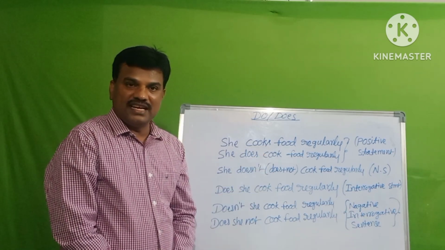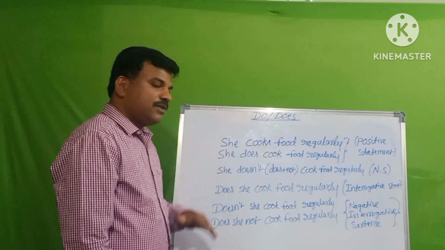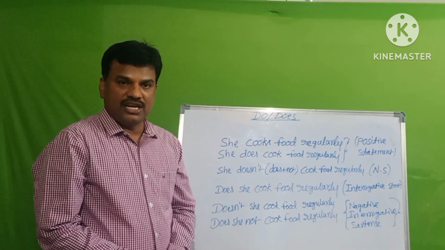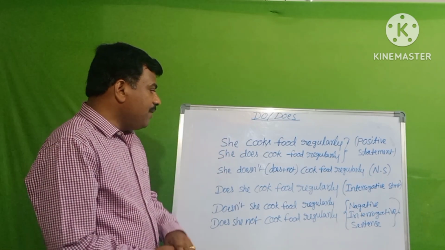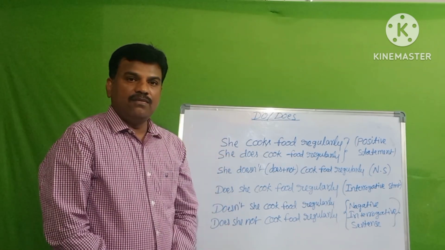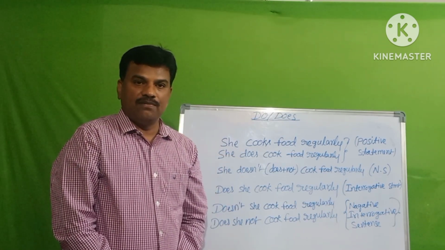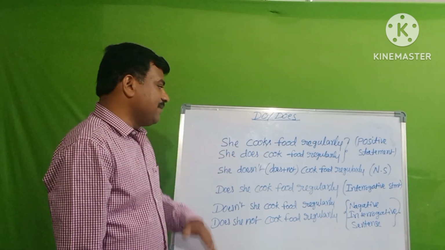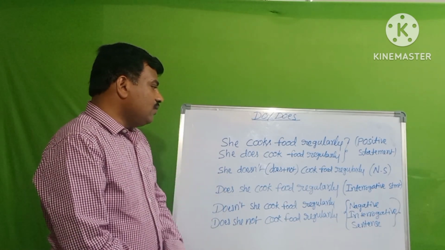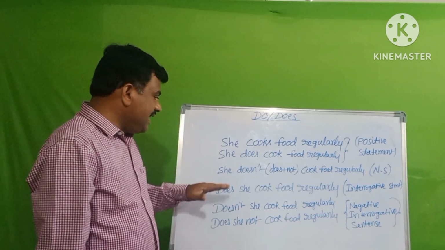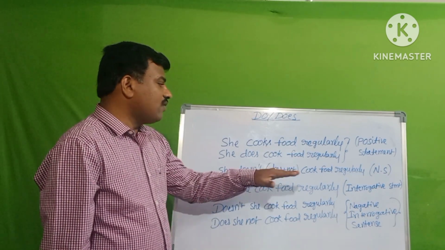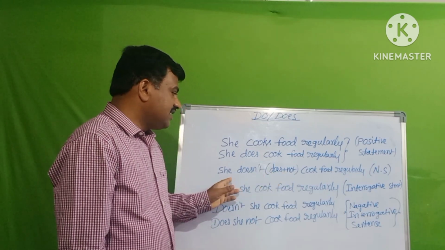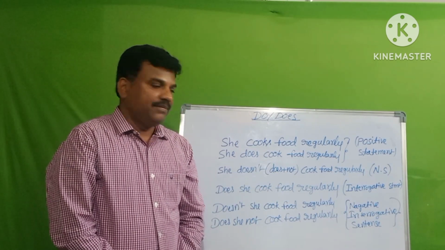So that is one rule here. If the subject is third person singular, then the verb will be added with s in the positive statement. If a helping verb is used in the statement, then the verb will be used in the base form as usual. So that is the rule we need to remember. So this is the positive statement. Now the negative statement: she does not cook food regularly. Just we are using does plus not, doesn't. She doesn't cook food regularly.